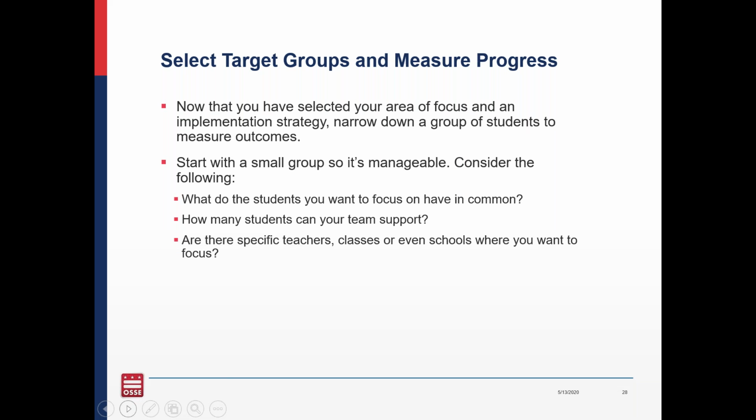Up next is to select target groups and measure progress. Now that you have selected your area of focus and implementation strategy, narrow down a group of students to measure outcomes. Start with a small group so it's manageable and consider the following. What do the students you want to focus on have in common? How many students can your team support? Are there specific teachers, classes, or even schools where you want to focus?